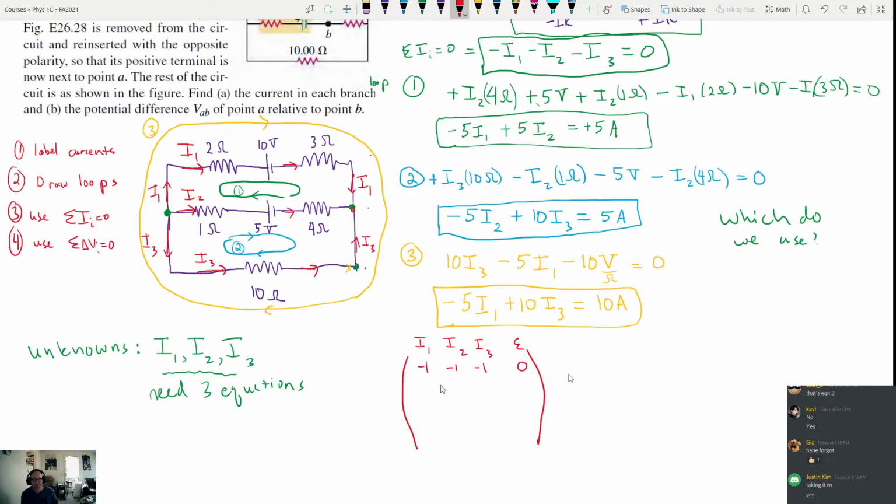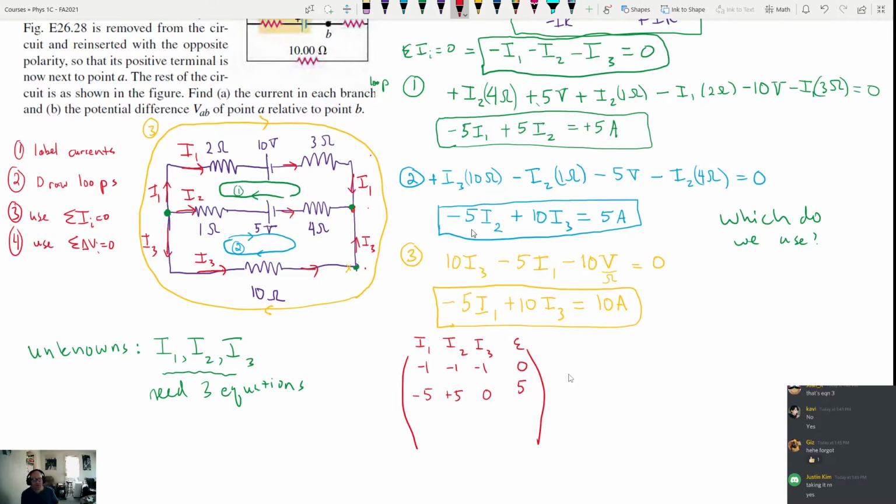For this one right here, for the first loop rule that we're going to use, we're going to write -5 for I1, +5 for I2, and then what do I put for I3? The coefficient of I3 would be 0, right? And then on the right-hand side, we have 5 amps, so we just put a 5 right there.